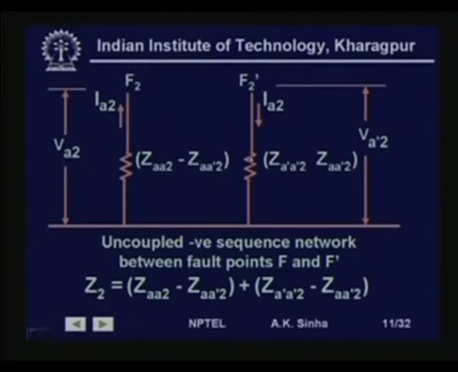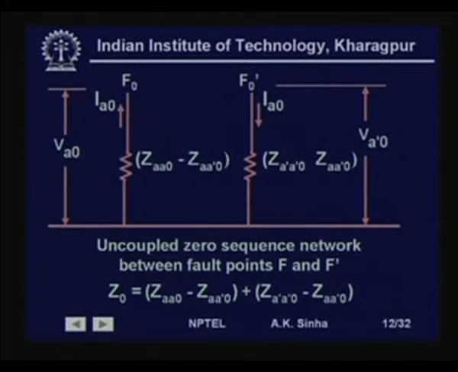Now, again, since we have said that negative sequence impedance is the impedance offered by the network to negative sequence current flowing into the network. So, this is the negative sequence current flowing into the network. So, the impedance offered by the network to this current will be this impedance plus this impedance. So, we can write Z2 is equal to ZAA2 minus ZAA'2 plus ZA'A'2 minus ZA'A'2. So, this is the total negative sequence impedance seen by the current for the network, or this is the negative sequence impedance of the network for this system.